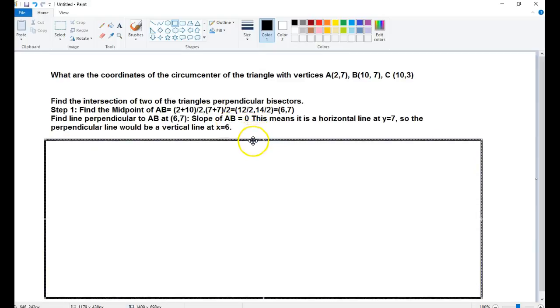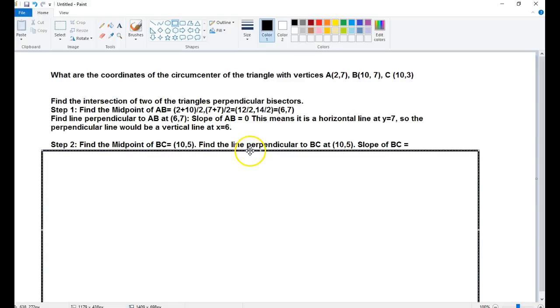Then we find the midpoint of BC. I chose BC, you could have chosen AC, it really doesn't matter. I chose BC because I saw 10 and 10 and I knew it would be easier. So the midpoint of BC would be (10 plus 10) divided by 2, (7 plus 3) divided by 2, which is just (10, 5). Then we find the line that is perpendicular to BC at (10, 5).